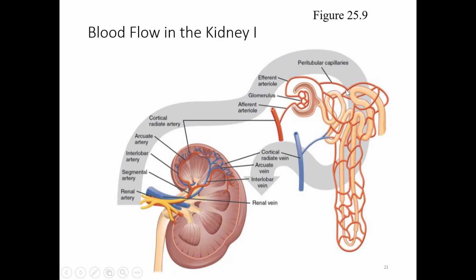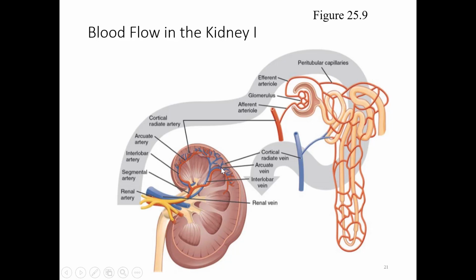Then it branches and forms peritubular capillaries, which are sitting next to those renal tubules. In some places, peritubular capillaries go all the way down, and then they are called vasa recta. You'll see it on the next slide. Finally, the blood from all those capillaries is collected into the cortical radiate vein. Here is the cortical radiate vein.